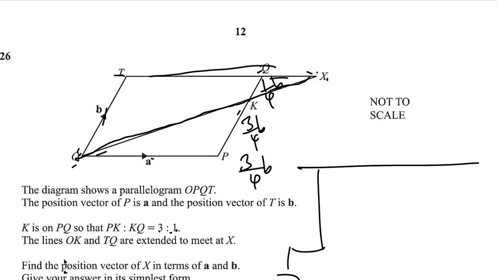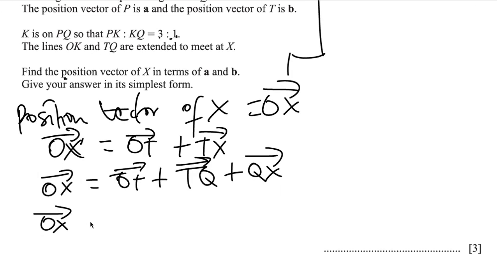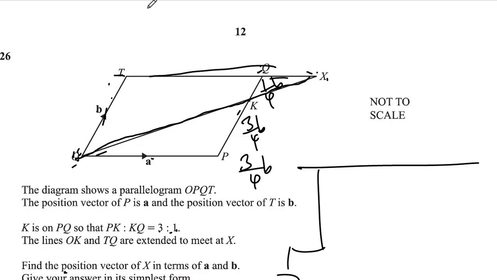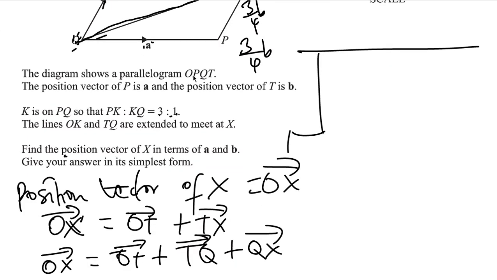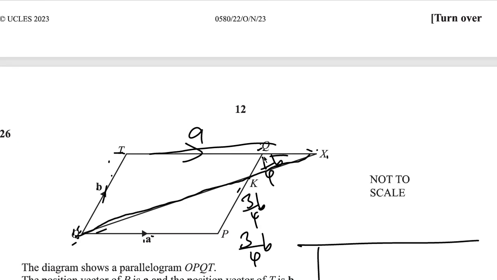So now, what's the value of OT? OT has b as position vector. So that's b, clear. Plus, what's TQ? Now this is a parallelogram, so if here is a, here is also a, right? So that's b plus a plus QX. So the question now is, what is QX? Let me clean this off so that we see clearer.